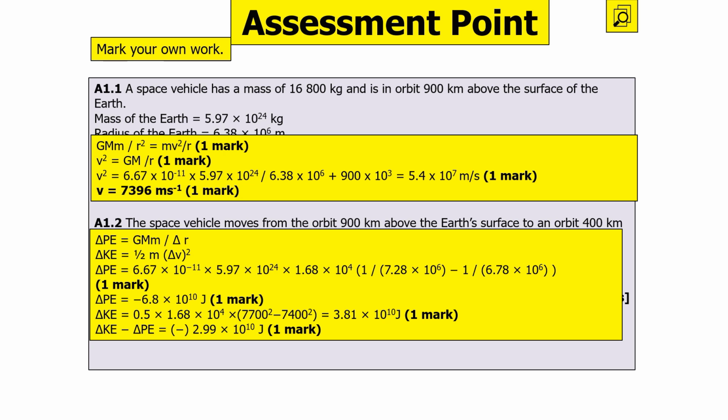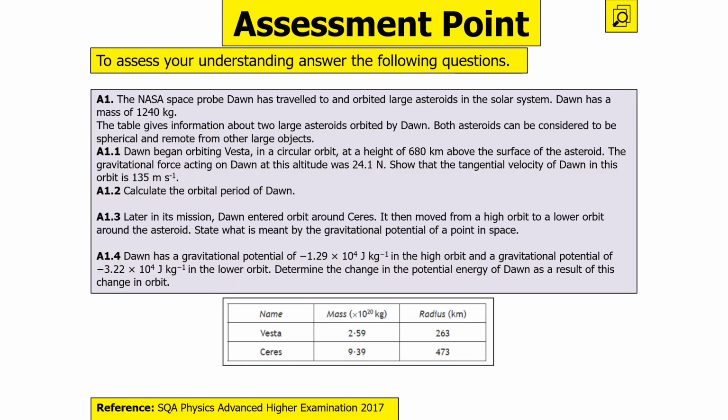The next question says, the NASA space probe Dawn has travelled to and orbited large asteroids in the solar system. Dawn has a mass of 1,240 kilograms. The table gives information about two large asteroids orbited by Dawn. Both asteroids can be considered to be spherical and remote from other large objects. Dawn began orbiting Vesta in a circular orbit at a height of 680 kilometers above the surface of the asteroid.